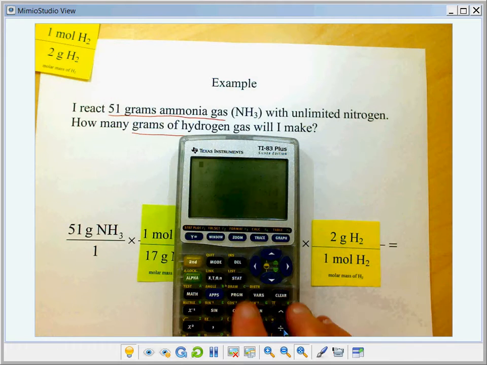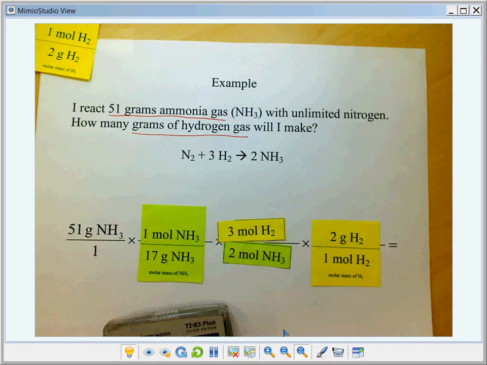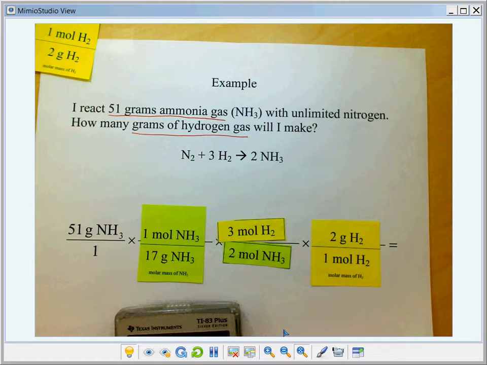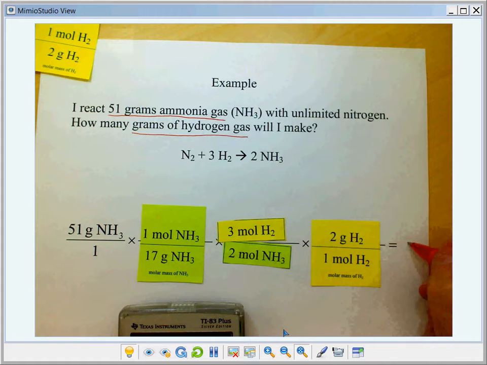But I'm going to do 51 times 1 times 3 times 2. And I'm going to divide by the quantity, so I'm using parentheses, 17 times 2 times 1. And I got 9. I'm writing it on the paper here. Well, 9 what? The only units that haven't canceled now are grams H2. So that's going to be 9 grams H2.